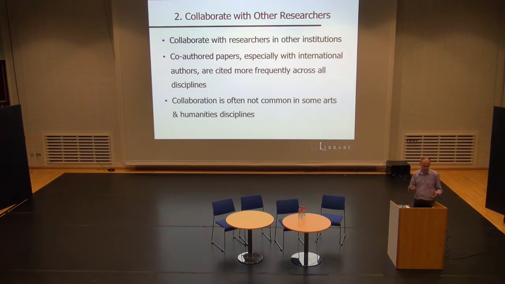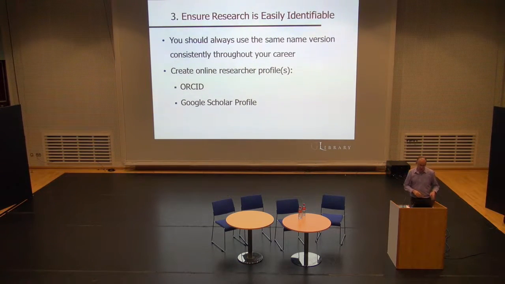Other things that help boost your impact is collaborating with other researchers. Okay? Because co-authored papers, especially with international authors, are cited more frequently across all disciplines. And sometimes in some of your disciplines collaboration isn't the norm, but it's just something to bear in mind as well. It's also good to ensure that your research is easily identifiable by making sure you use the same version of your name throughout your career. Okay, so use it consistently. If you start using the middle initial, keep using the middle initial. Always try and use the same surname.